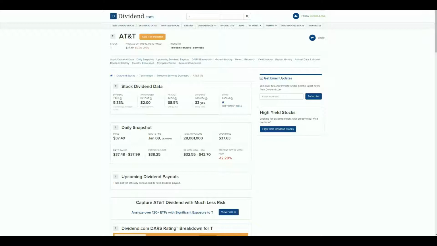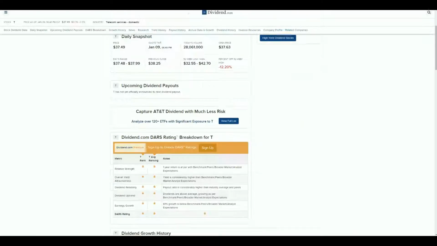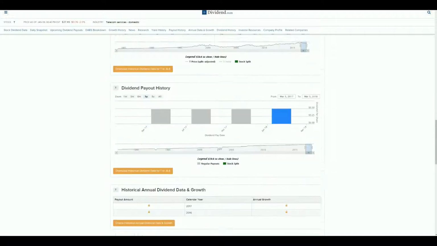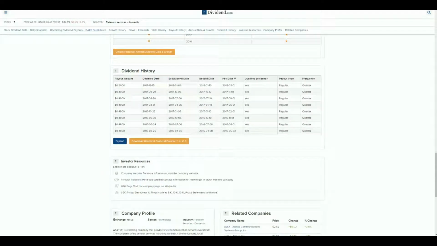So in our example, we're going to be using dividend.com, and we're going to be using the ticker symbol T for AT&T. If you look up T on the dividend.com website, the main thing we want to look at is how much they pay out per year. AT&T pays out $2 per year, and they pay out quarterly. So if we divide 2 by 4, that's 50 cents. And we can take a look down towards the bottom underneath dividend history that they do in fact pay out 50 cents per share.